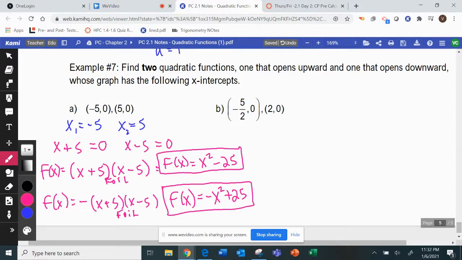Now, it says that you can do any equation that you want at all. So you can put numbers up front other than 1 and -1. You can use 200 and -42 if you want. But I am just going to do 1 and -1 because that is the shortest way.